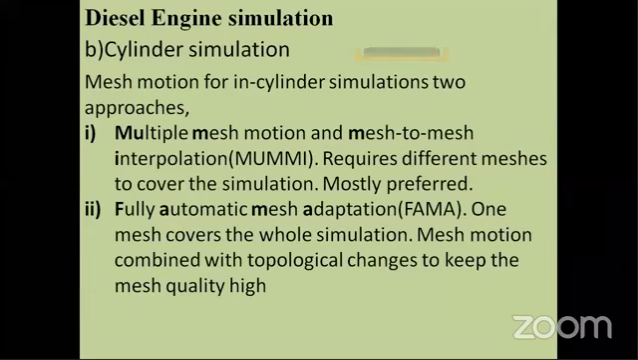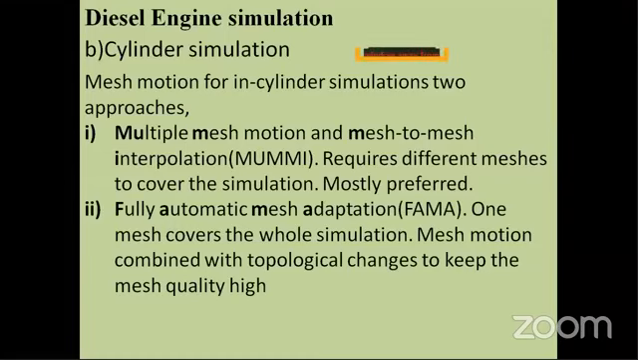Now move to the cylinder simulation. There are two approaches. One is called MUMMI. MUMMI means multiple mesh motion and mesh-to-mesh interpolation. We use different meshes for different crank positions. If you use the same mesh, the aspect ratio changes very much, because in compression and expansion the size of the particular element changes drastically. So the MUMMI approach is most preferred.